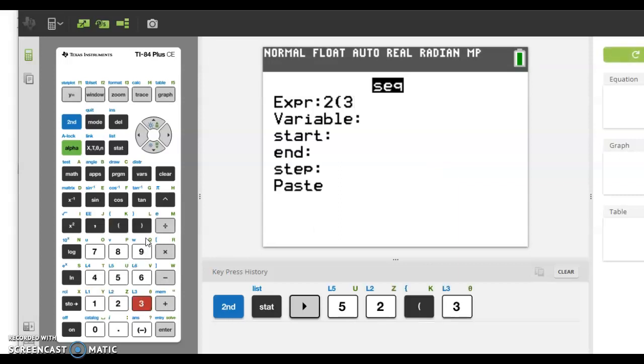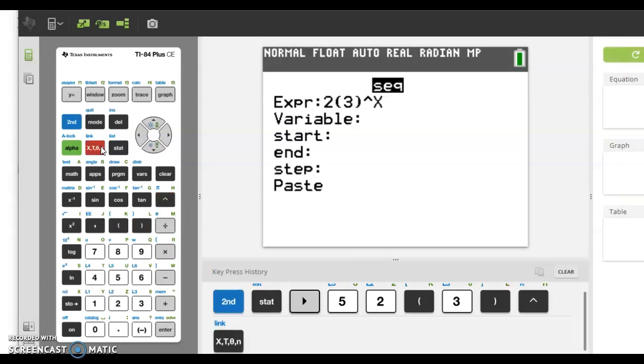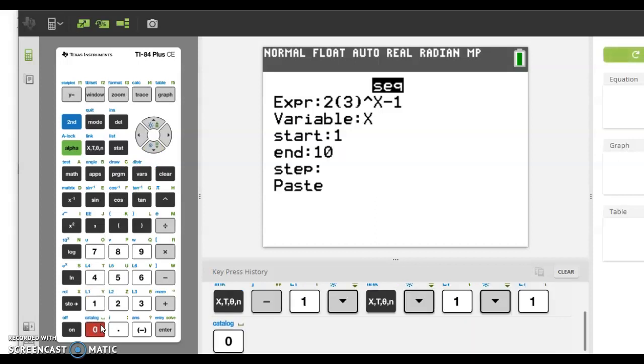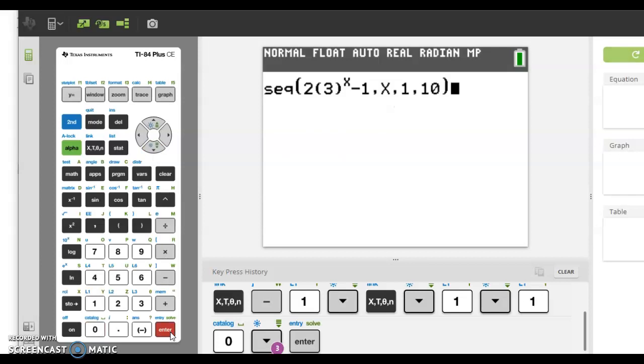So the expression is, which one are we doing? 2 parentheses 3 to the n minus 1. And we're just going to use x. You're going to always do that. The variable is x. Start is usually 1. It usually goes from 1 to, and I think this problem ends at 10. I hope it does. I think I wanted the 10th term, yes. Okay, and then I think that's all we need. And see how it pastes it in for you? Before, we had to type it in that way, and you'd just forget a parenthesis or a comma or something. It was just crazy. But there you go.